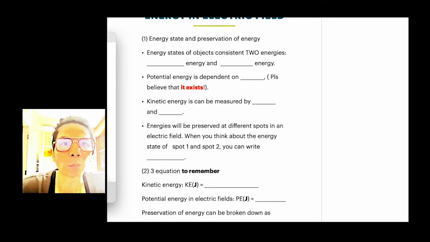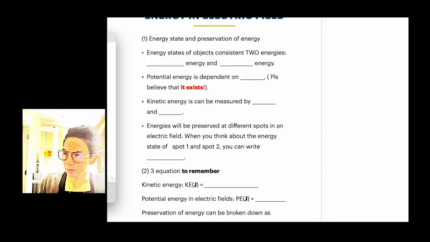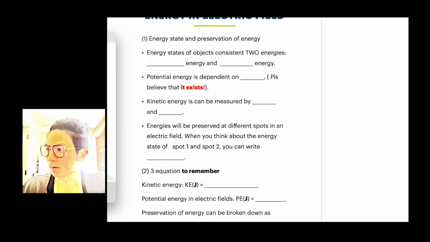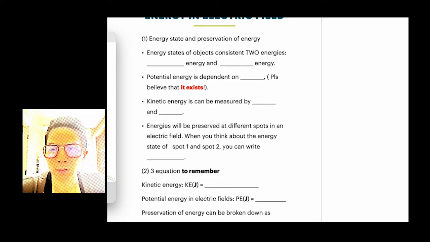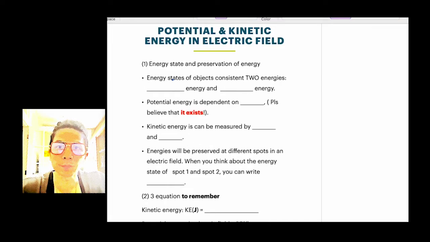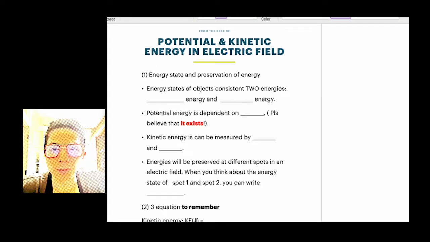Let's study potential and kinetic energy in an electric field. This contains two basic subjects. One is how to deal with the energy state, and the second is how to calculate the potential energy in the electric field. So this is twofold, but once you understand it, it's pretty simple. Hopefully you can have a pretty clear understanding. Okay, so potential energy.